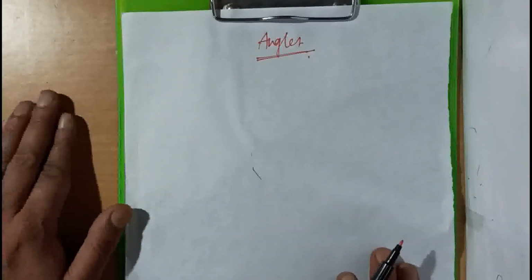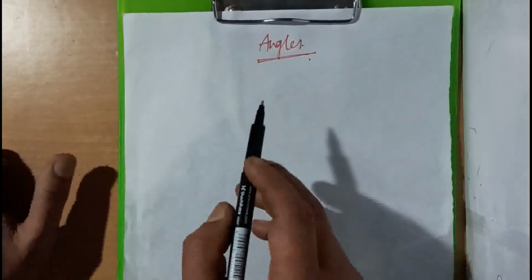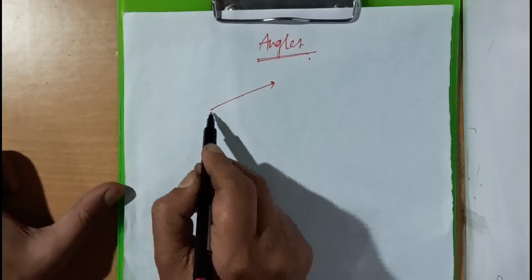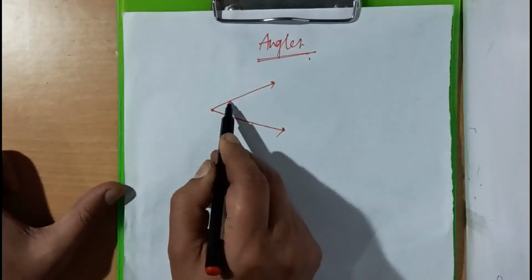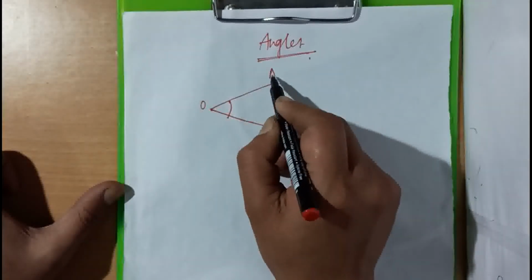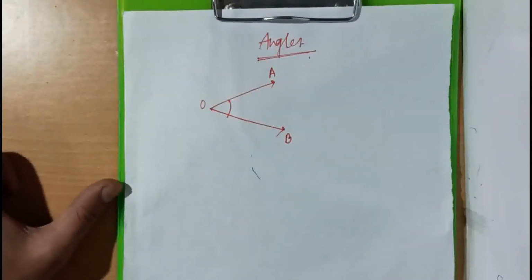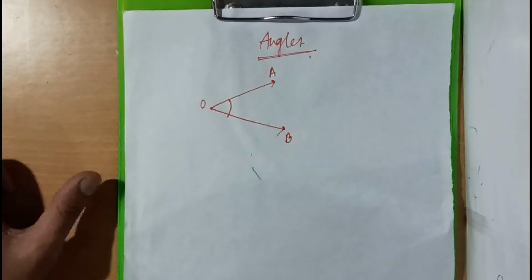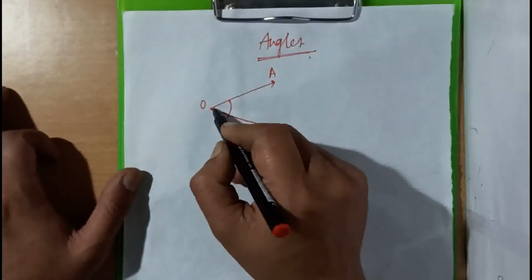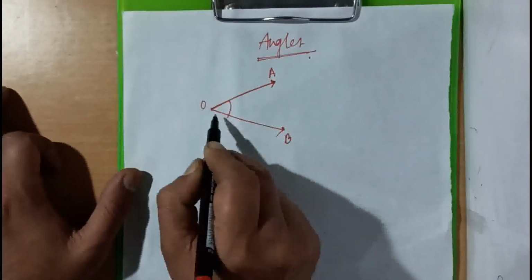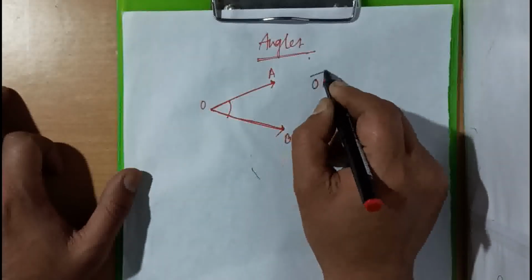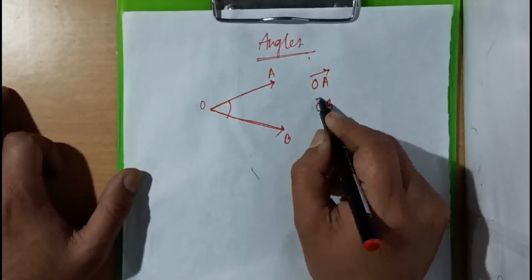So there are two ways of getting an angle. One way, you take a point, imagine a ray from the point and imagine another ray from the same point, then you will get an angle. The space between these two rays is known as angle. And in this case, OA is a ray and OB is another ray, that is ray OA and ray OB.